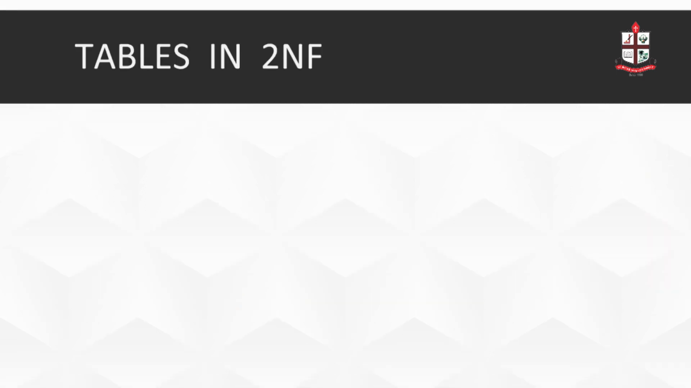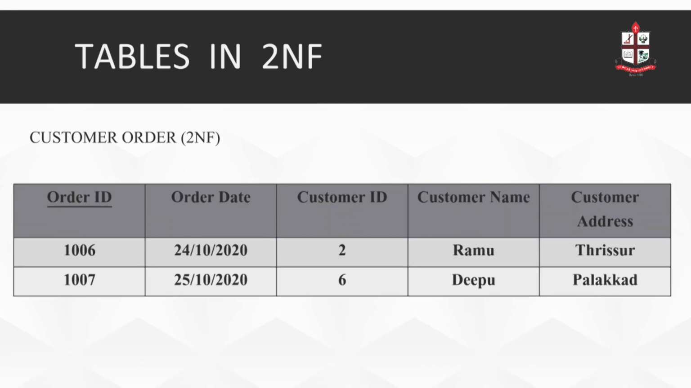Let's check it out. First we create a table called customer order. It looks like this: order ID, order date, customer ID, customer name, customer address. These are its attributes, and this table is already in second normal form because we created it from a table which is already in first normal form, and there is no partial dependency in this table. Order ID is the primary key for this table.